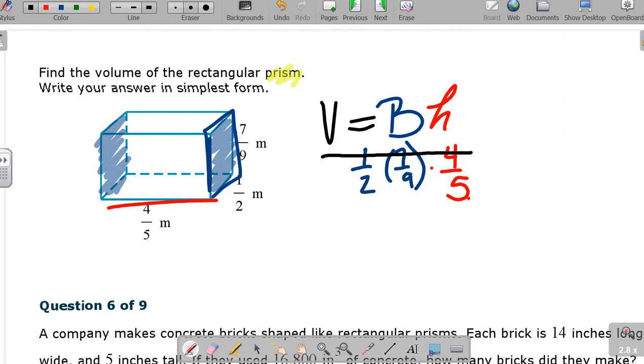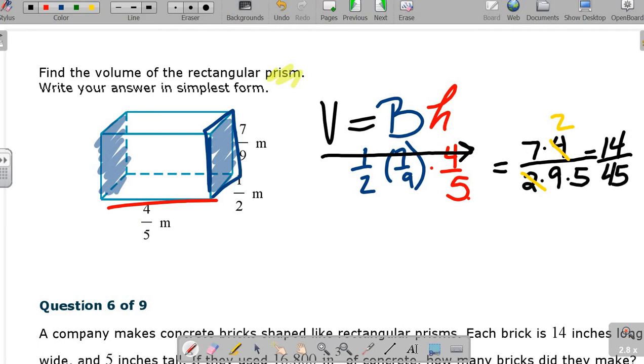Back to your 4th grade math, we just multiply straight across. I end up with 7 times 4. Down below, I have 2 times 9 times 5. Why didn't I multiply? Because the key to multiplying is not multiplying. It's factoring. 2 goes in there twice. So our final answer, 14/45 meters cubed. And you're done. That's as far as you can go.